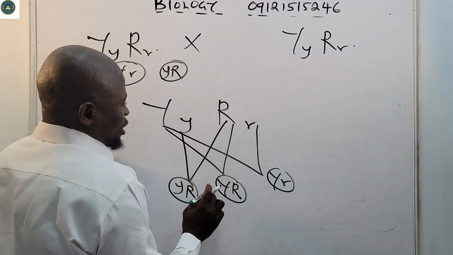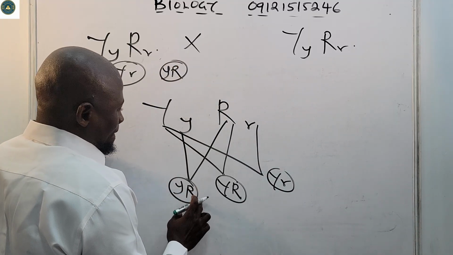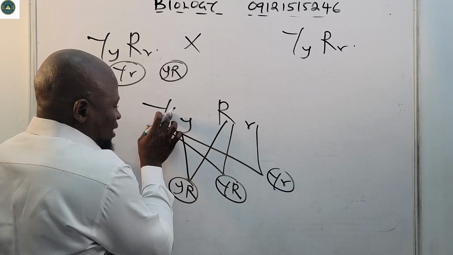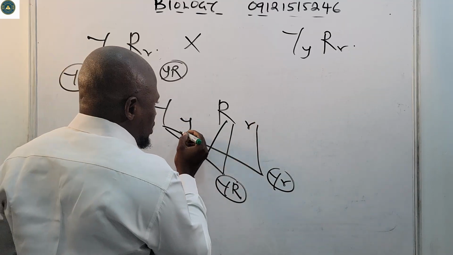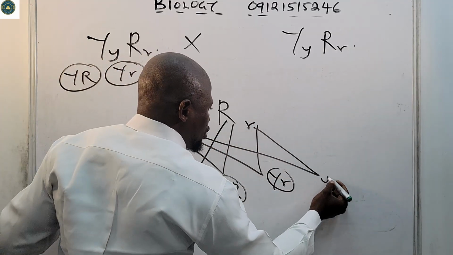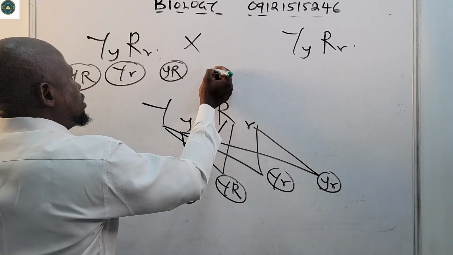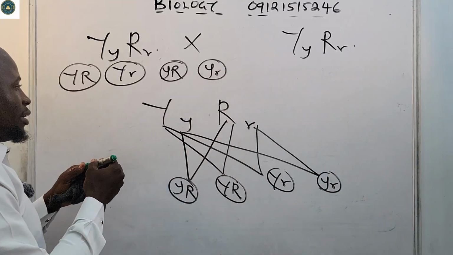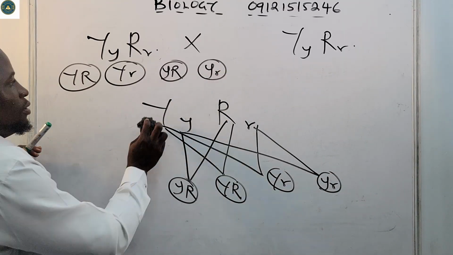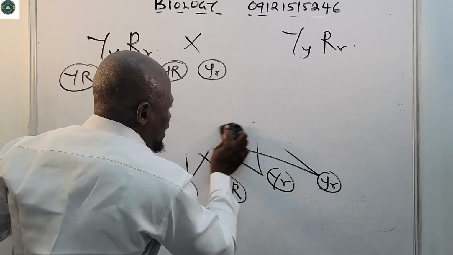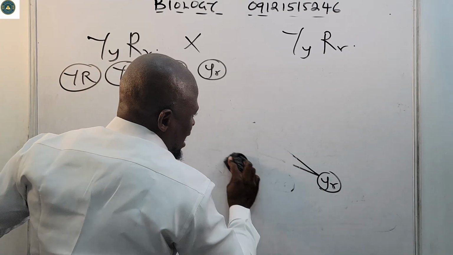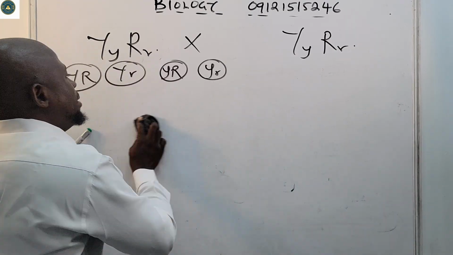Then the next one. This one is still constant. We use this one to cross this. So I'm going to have small y and small r. So this is how we got our gametes, and you can see that all of them are assorted separately and independently.